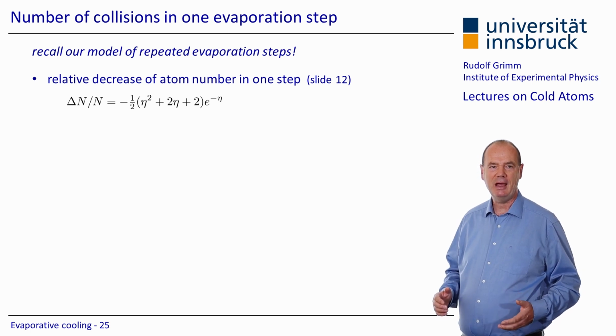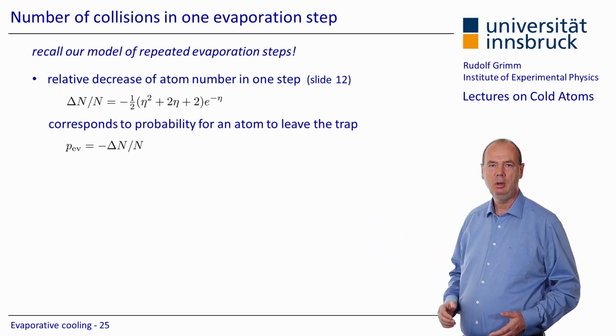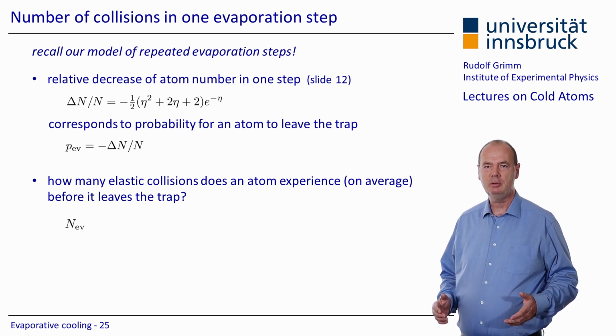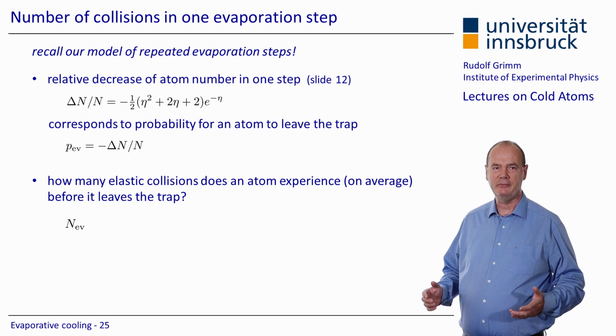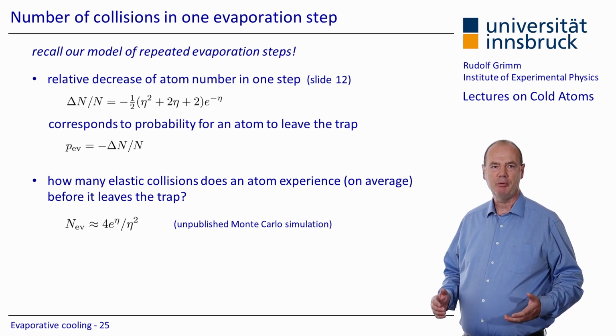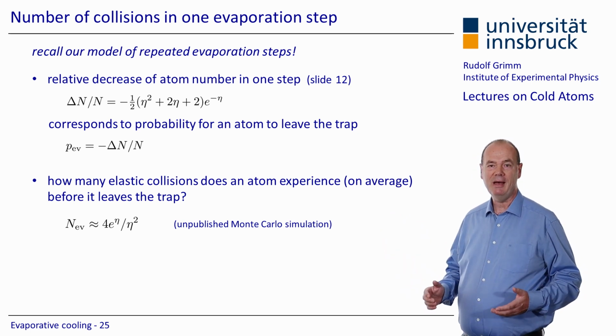The relative loss delta N over N corresponds to the probability for an atom to leave the trap. Let's call it P evaporation. But how many elastic collisions does an atom experience on average before it leaves the trap? This quantity, let's call it N evaporation, will of course depend sensitively on the value of the truncation parameter eta. For the relevant range of eta, I can present a simple approximation which I have checked by a Monte Carlo simulation. N evaporation is approximately given by 4 times e to the power of eta divided by eta squared.